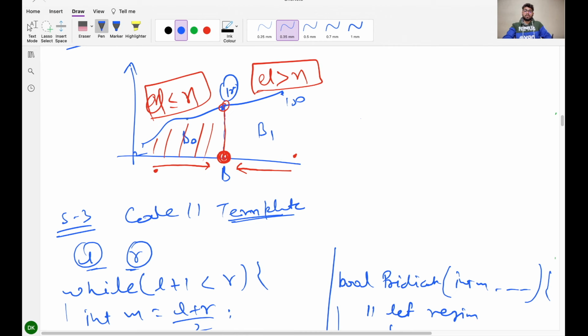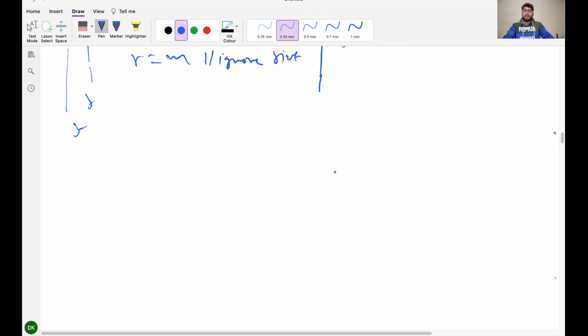If I'm at the left region, let's say for 2 to 100 I have 15 and I am at the left region, what is the meaning of it? My element is less than x. So I just have to ignore the left region and update L equal to M. This is my M and this is my L, and I just increment my L to M, and traverse from left to right. It is the same for the right side.